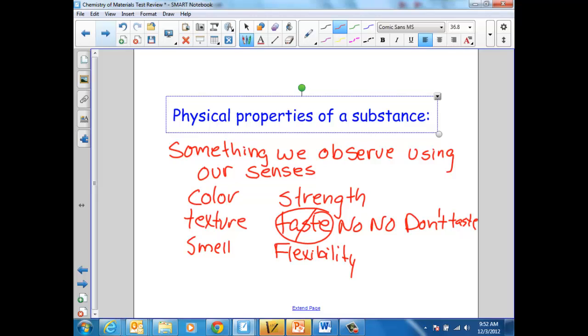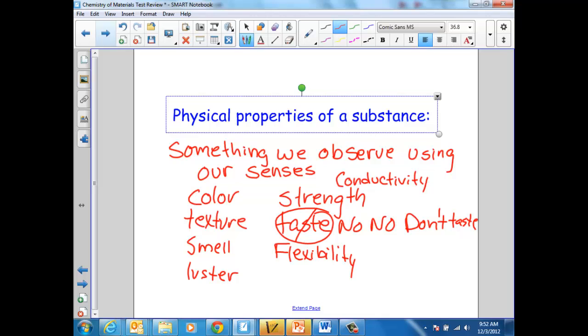Electrical conductivity. Great. Conductivity. What else? Luster would be one, definitely. We're going to be using luster in two units from now. Size. Okay, size. What do you think about size?